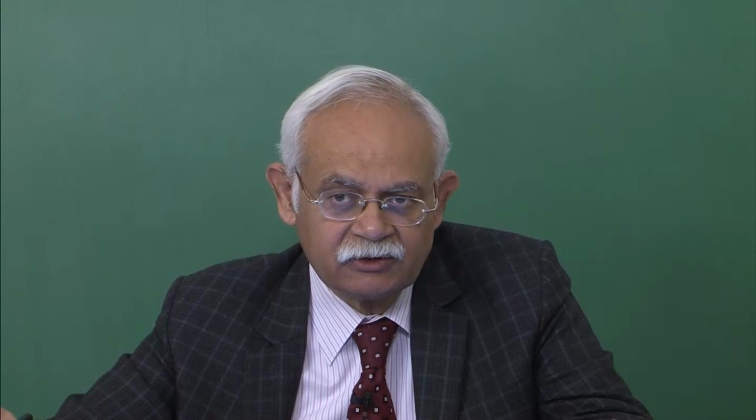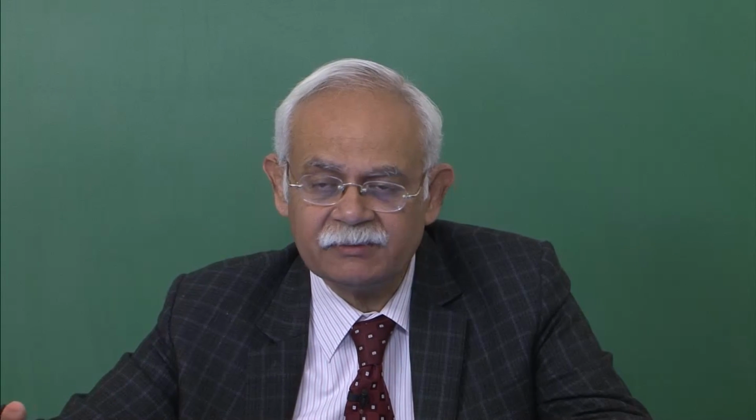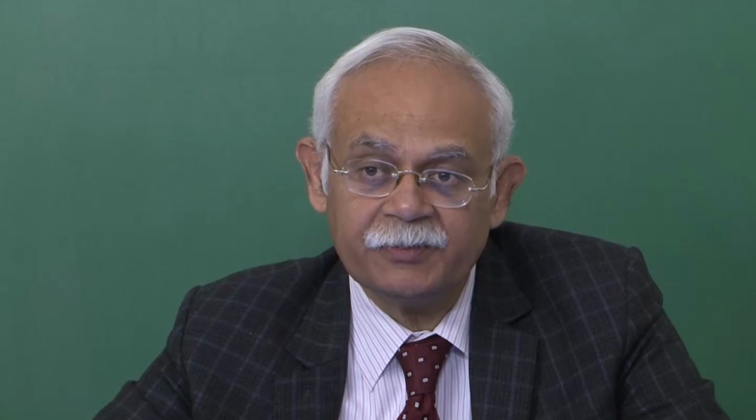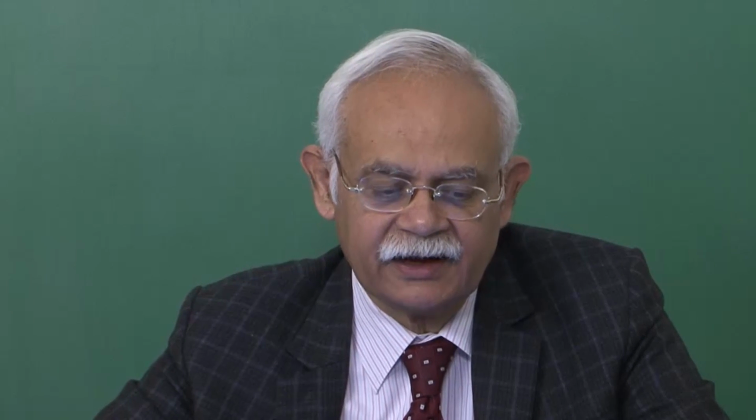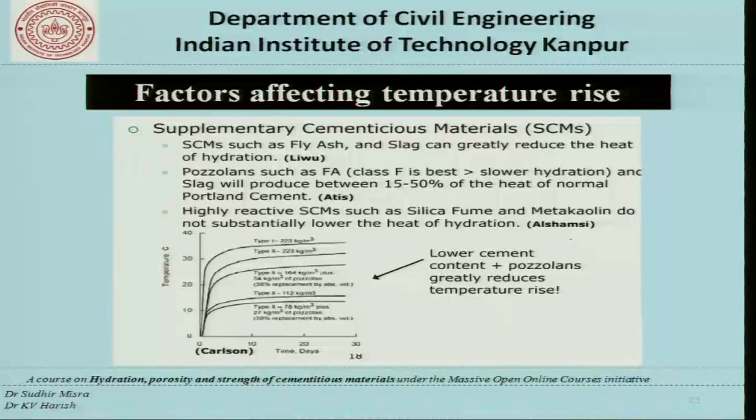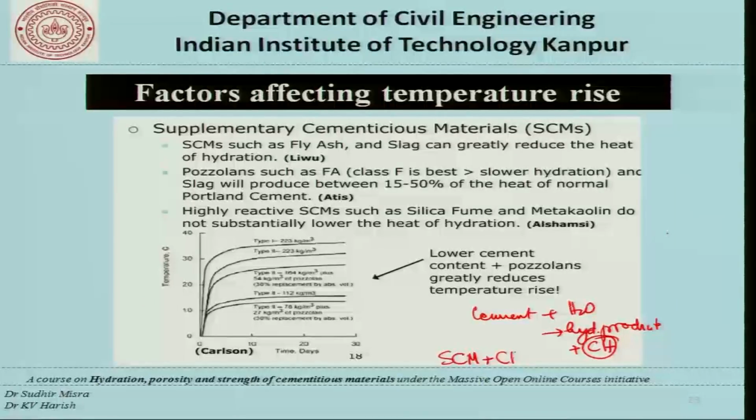Now, if we reduce the amount of cement and replace it with some other material which takes part not in the primary hydration but the secondary hydration, we have seen earlier that when water is added to the cement, we get hydration products and calcium hydroxide. The supplementary cementitious materials primarily react with the calcium hydroxide to give more or less similar hydration products, and that is the whole beauty of it.